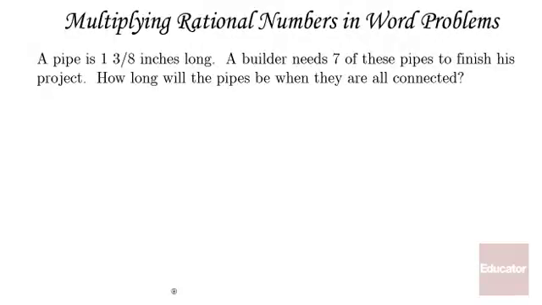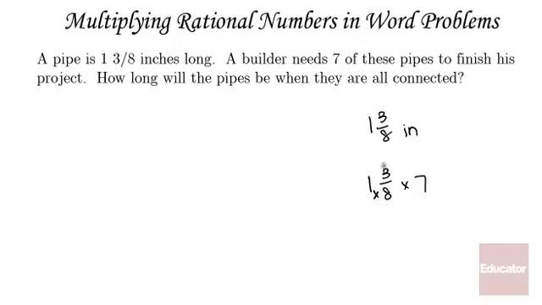Let's try multiplying rational numbers in word problems. A pipe is 1 3/8 inches long. A builder needs 7 of these pipes to finish his project. How long will the pipes be when they are all connected? 1 3/8 times 7. So to multiply a fraction along with the whole number, we need to change the forms.